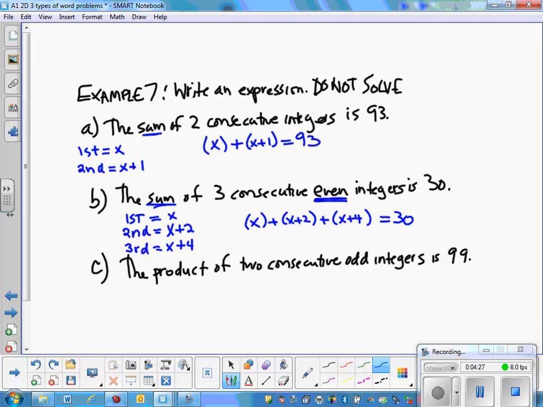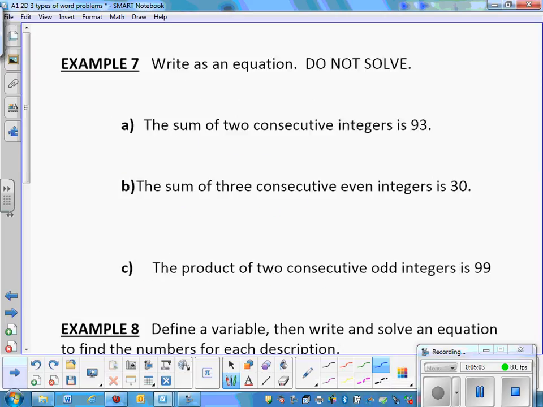C, this time I have a product of 2 consecutive odd integers. So first one again will be x. The second one, again, we're talking odd. So to get from one odd integer to the next one, I'm going to need to add 2. Product means multiplication. So I'm going to take the first integer times the second integer, and the result is 99. There they are.